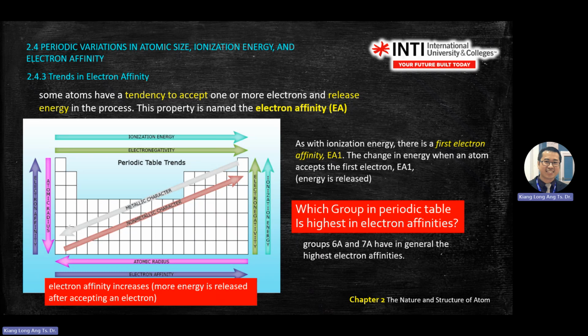This one is it depends. But the optimum answer is 7A or 7. But 6 also can. It depends. Because sometimes they receive 2 electrons and 1 goes to get it stable.